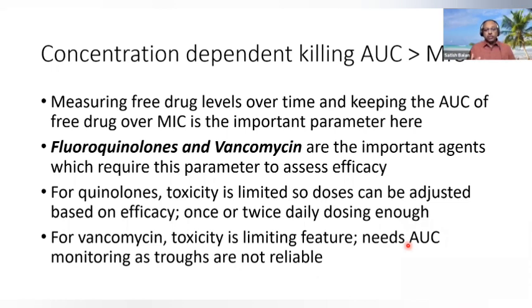But why it is important is because trough levels, if you are monitoring them, may underestimate the exposure to the drug. Therefore, you may develop toxicity even though you think the trough levels are okay. So that's the problem with monitoring trough levels with vancomycin. You really need to monitor the AUC, especially in patients with CKD, where these levels are very difficult to predict.